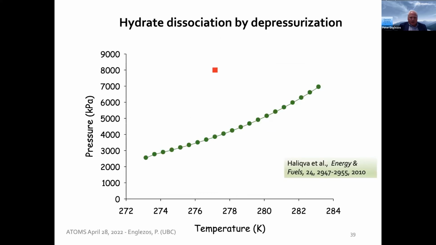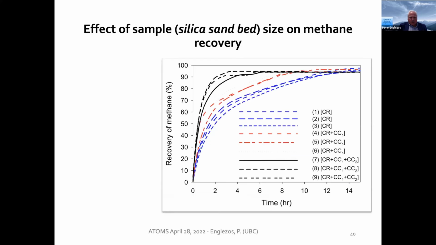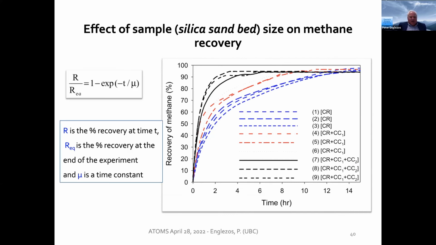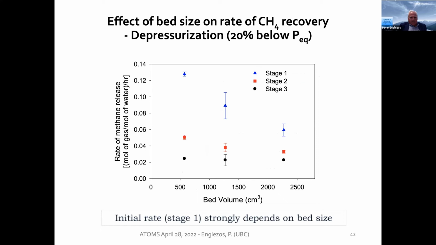We then did the same, but with depressurization. In this case, again, you start with hydrate and you begin dropping the pressure by creating a delta P below the equilibrium pressure. And you group the data in terms of the recovery percent of methane. What we've seen is that we can correlate all these curves with one parameter. We can look at the percent recovery of methane from the bed versus time versus the equilibrium or steady state. Just one time constant, and that time constant correlates linearly with the bed volume. And the initial stage, again, strongly depends on the bed size.